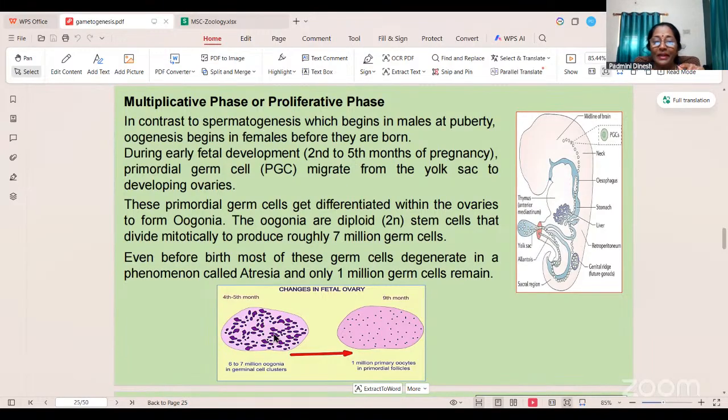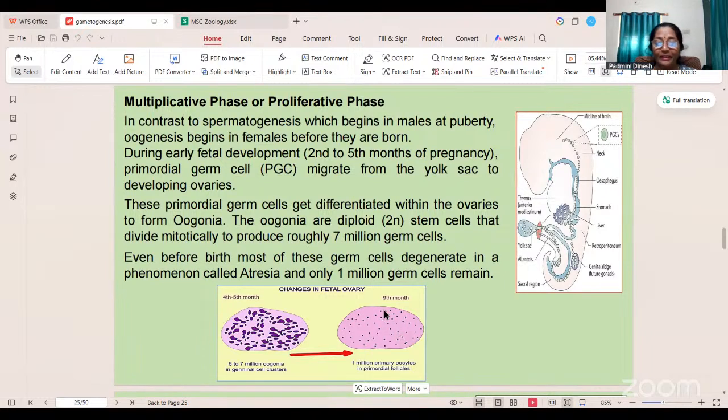Now, these 7 million oogonia present in the germinal cells will die, and only 1 million germ cells remain. Imagine if all the 6 million germ cells were to stay, then definitely the ovary size would be much bigger. So you don't have that much. So atresia occurs over there. Most of the 7 million germ cells have to undergo cell death.